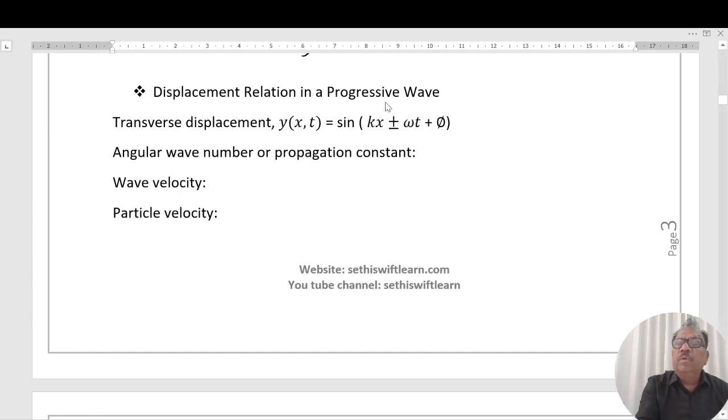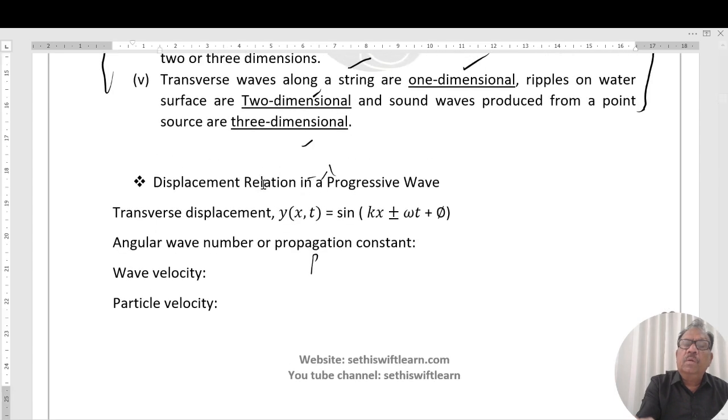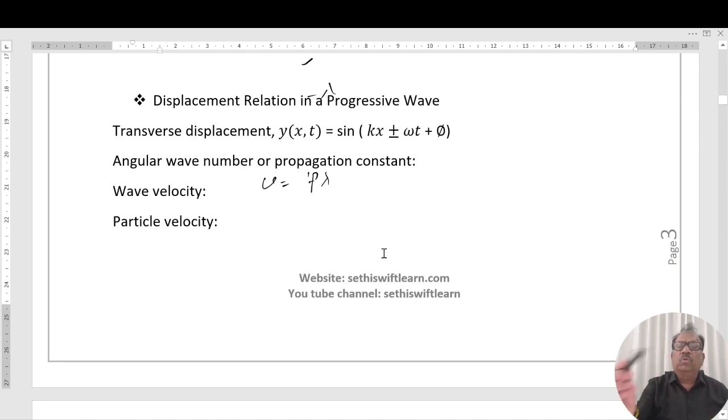Transverse displacement is given by y equal to A sin(kx ± omega t + phi). Wave velocity is v equal to f lambda. Wave velocity is constant throughout the motion.